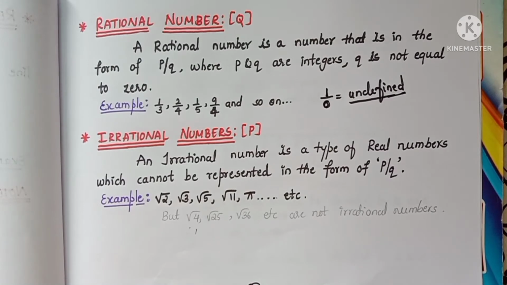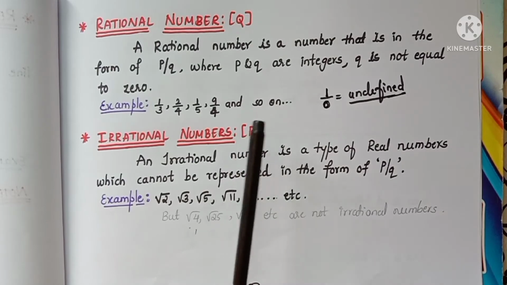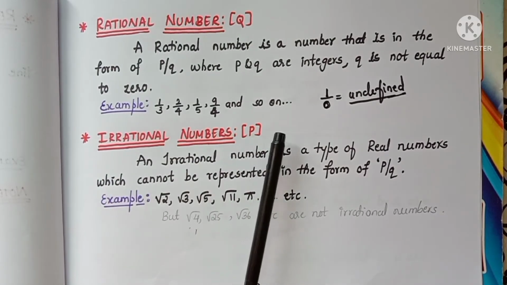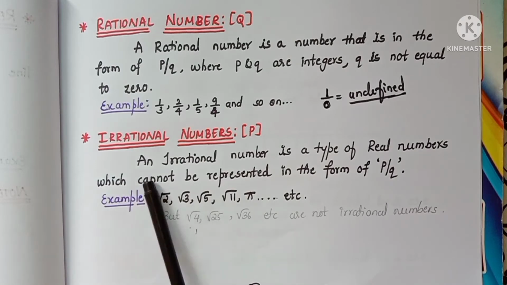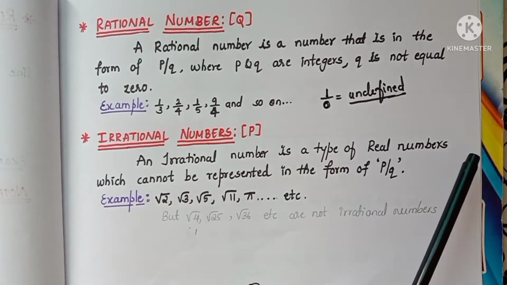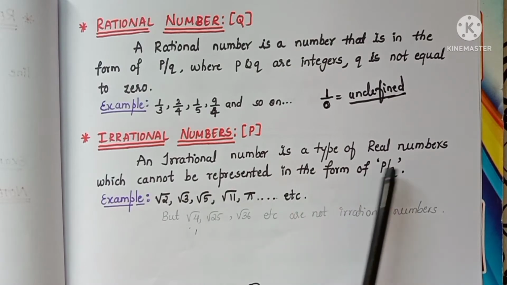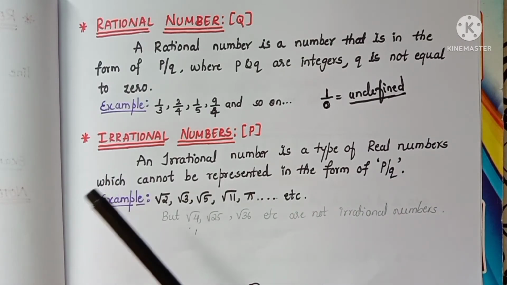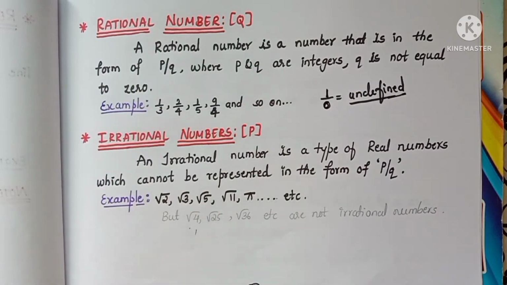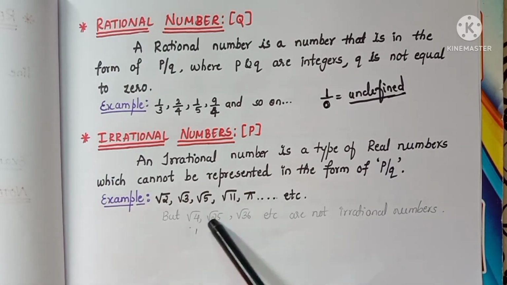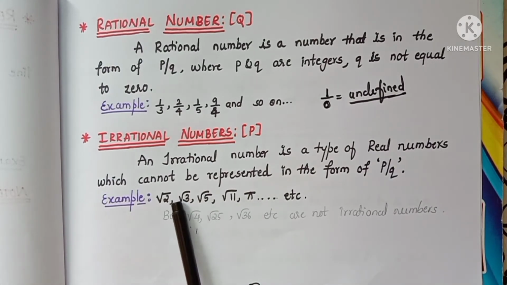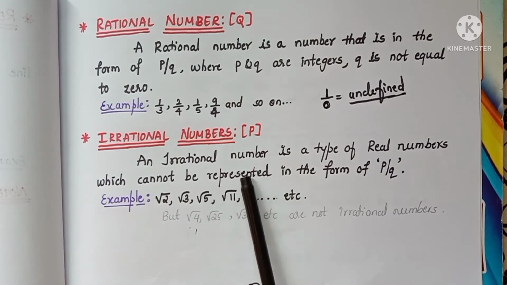Okay. So, let us see what is an irrational number. An irrational number is denoted by the letter P. An irrational number is a type of real number which cannot be represented in the form of P by Q. It is the opposite of what? Rational number. It means it cannot be represented in the form of P by Q. For example, we have root of 2, root of 3, root of 5, root of 11, pi, etc. These are the examples of irrational numbers.